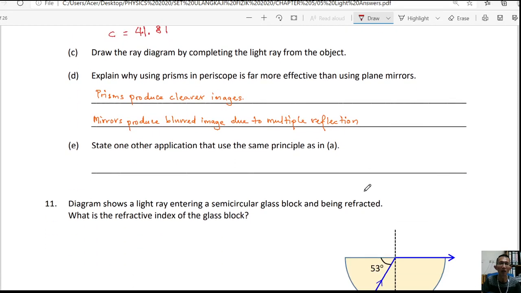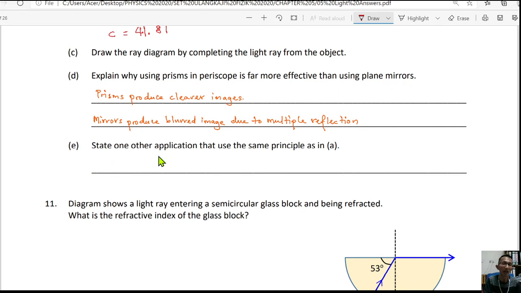D, explain why using prism in periscope is far more effective than using a plane mirror. Plane mirror versus prism. The reason is prism will produce clearer image. However, for a plane mirror, the surface sometimes is not really that smooth, and furthermore it can produce double image due to multiple reflection. So mirrors produce blurred image due to multiple reflection. That's the reason why using prisms in periscope is far better than using plane mirrors.